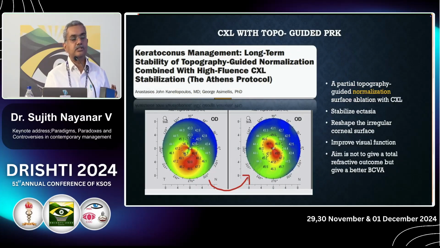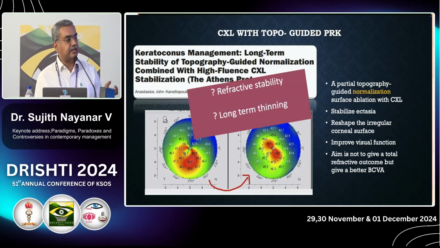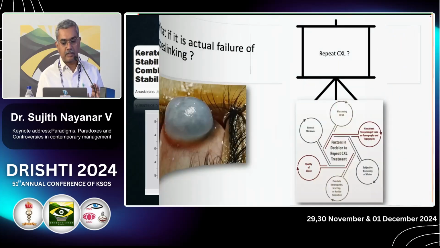Again, with combined procedures of corneal cross-linking and PRK, what we are doing is basically trying to normalize the topography. You can see that the cone has been brought to the center and it's much more normalized. But again, the predictability, the refractive stability, and, as we discussed in the previous slide, long-term thinning, are all unanswered questions and have not been studied properly.